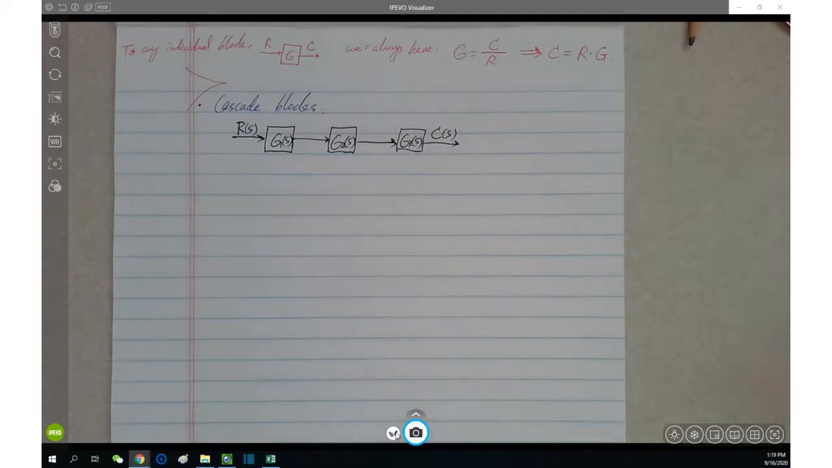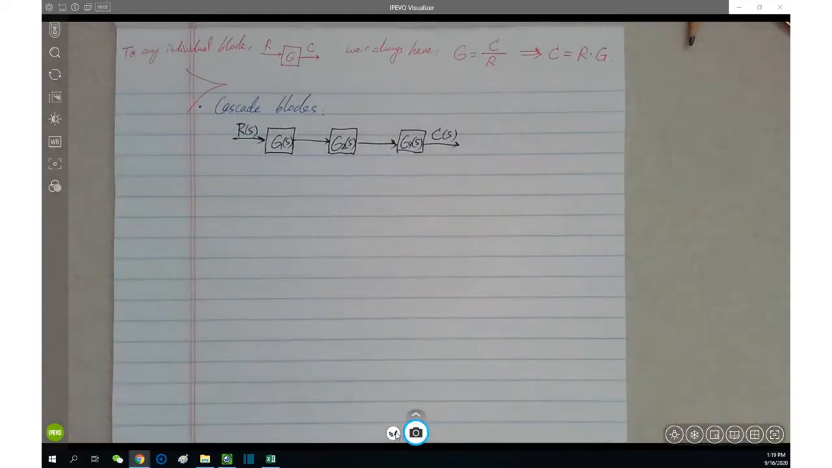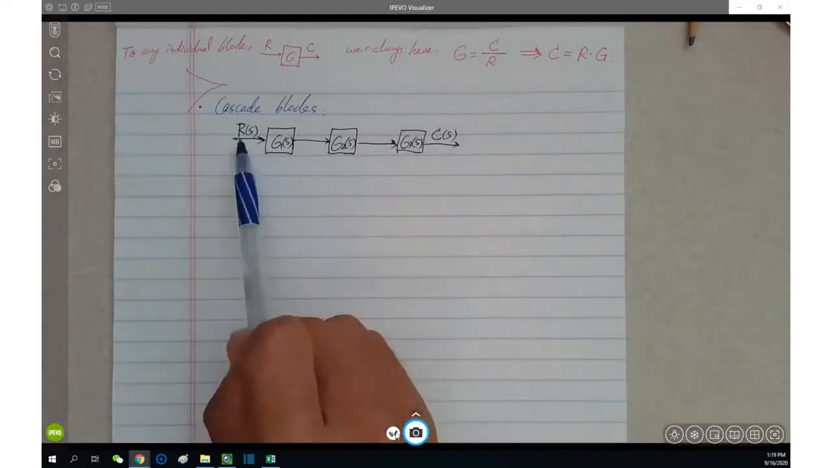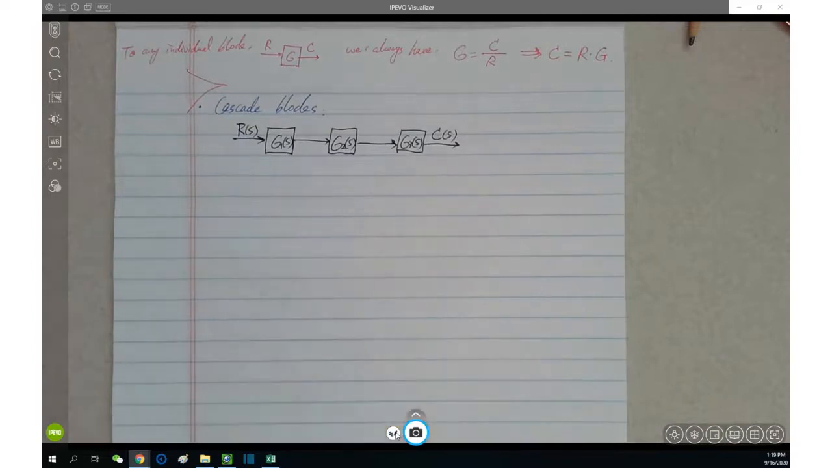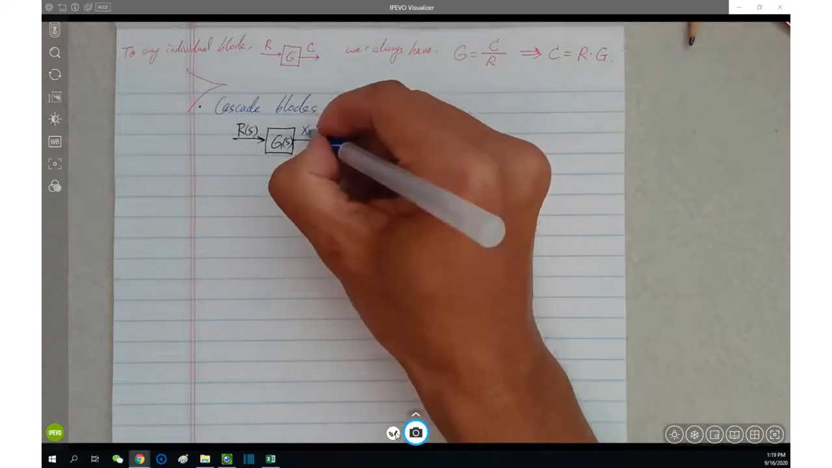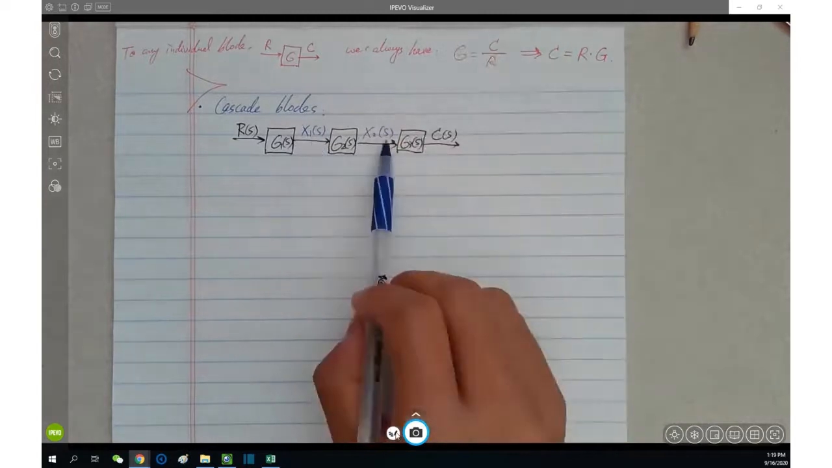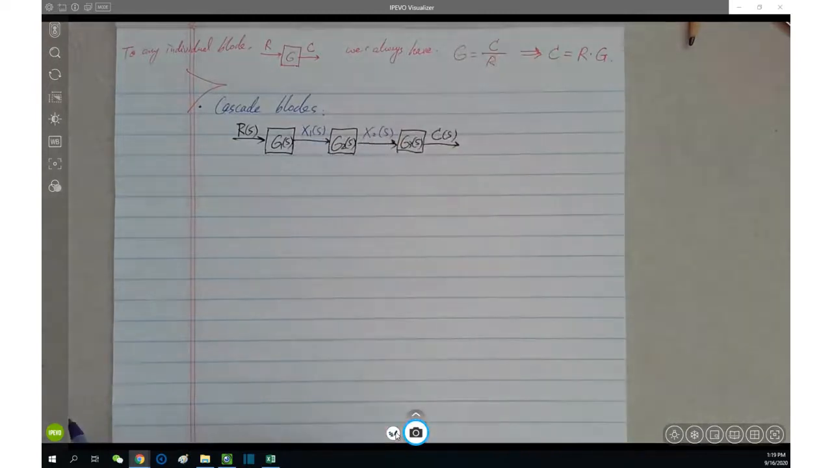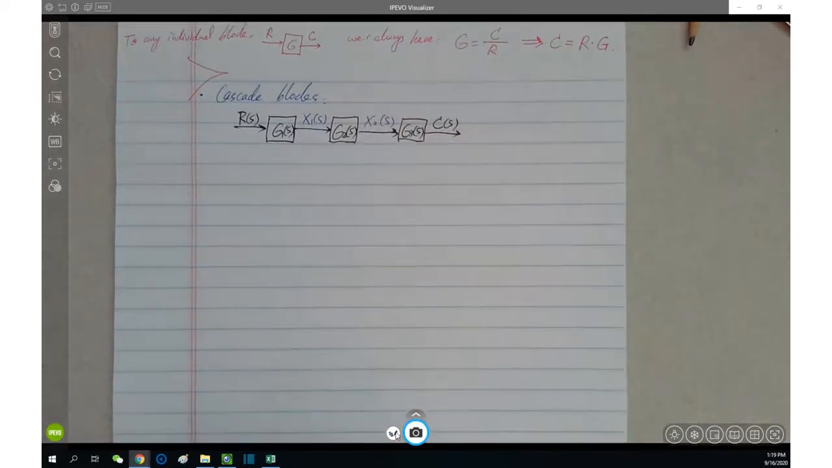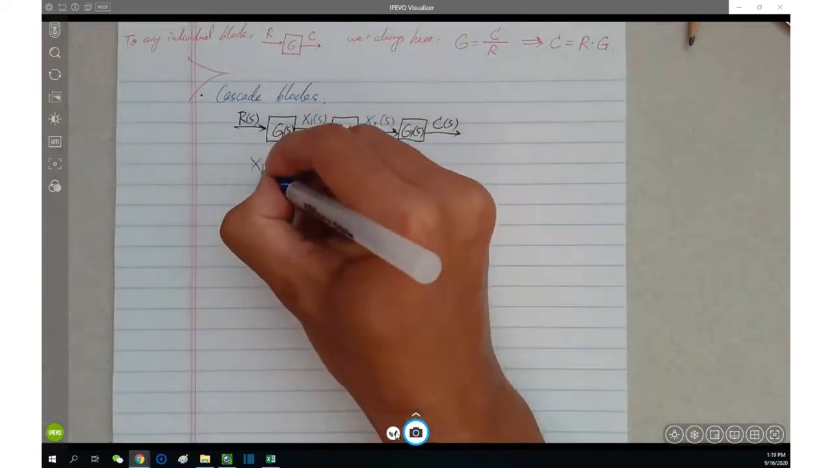So let's see what is the total transfer function, which means this capital C divided by this capital R. What is the total transfer function, right? So how to analyze this? Not something very difficult. We need to first of all define the middle signals x1 and x2 respectively. And then first of all, x1 equals to what?